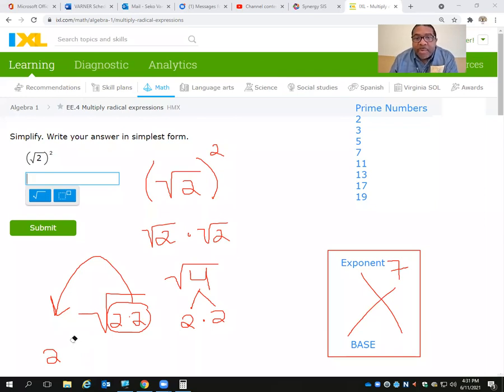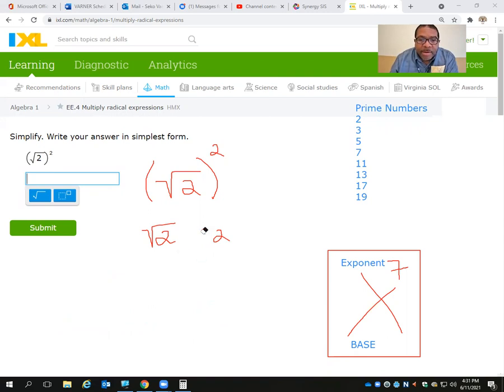And I tell you what, let's do it the quick way. The quick way is simple. The square gets rid of the square root. The square got rid of the square root. That leaves us with 2. Our answer, very simply, is 2.